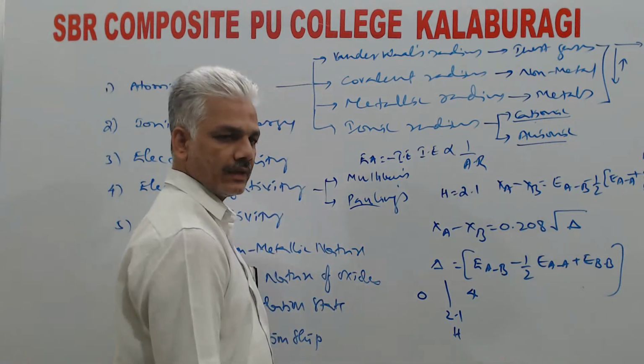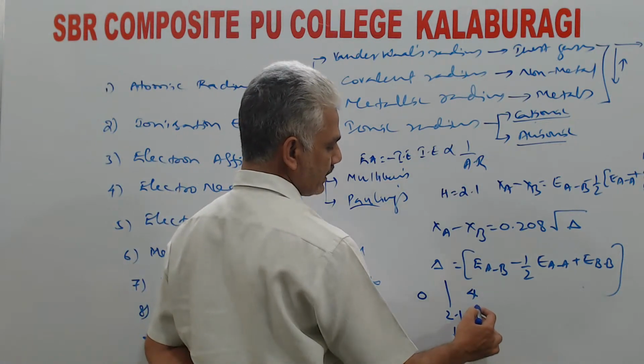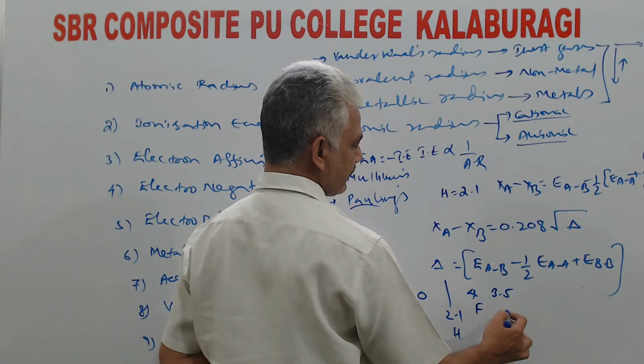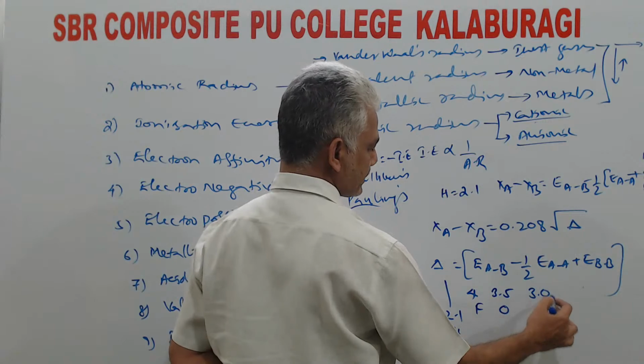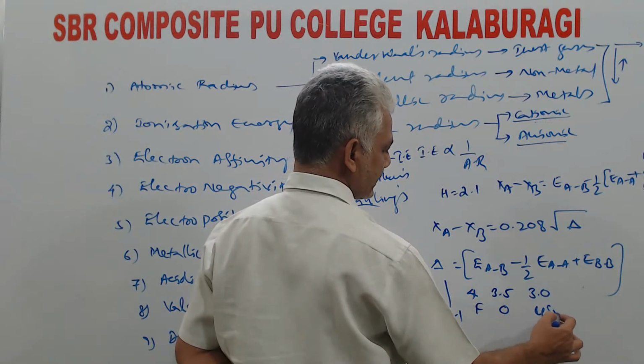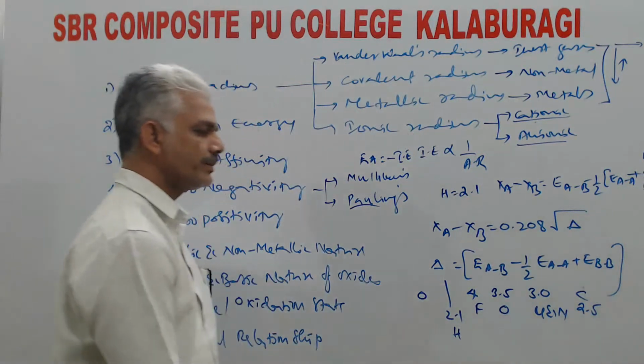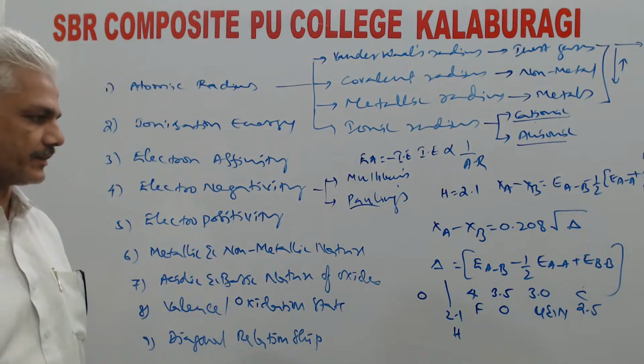Hydrogen is given the value of 2.1, highest value of 4 is given for fluorine. Second highest value is with oxygen, third highest is with chlorine as well as nitrogen. Carbon has an electronegativity of 2.5 on the Pauling's scale.